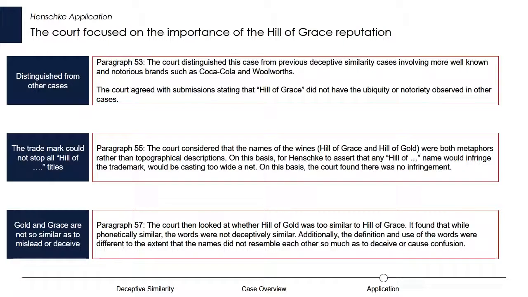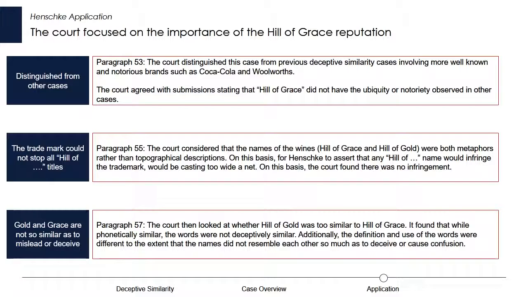In applying the test, the court came to the conclusion that Hill of Gold did not resemble Hill of Grace to the extent that it was deceptively similar. Firstly, they considered a suggestion that there was an internal memoranda within Rosemount that Hill of Gold was likely to mislead or cause confusion. They said that there was nothing in the memoranda which suggested that a purpose in adopting Hill of Gold had been to trade off the Hill of Grace reputation.